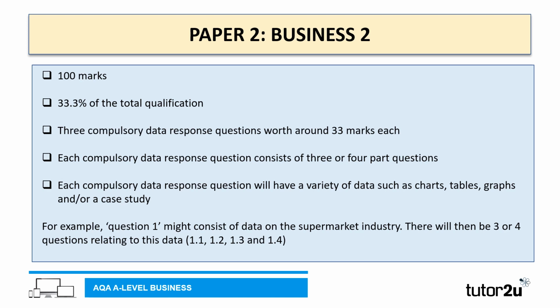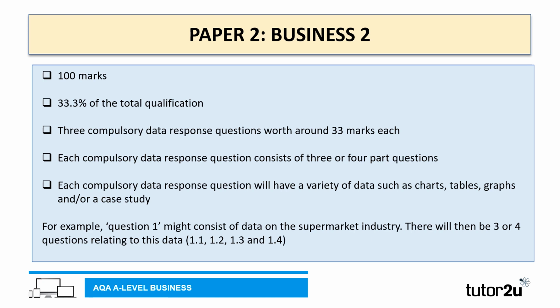Let's now turn our attention to Paper 2, Business 2. Again, it's worth 100 marks and also worth 33.3% of the total qualification. There are 3 compulsory data response questions worth around 33 marks each. However, each compulsory data response question consists of 3 or 4 part questions.